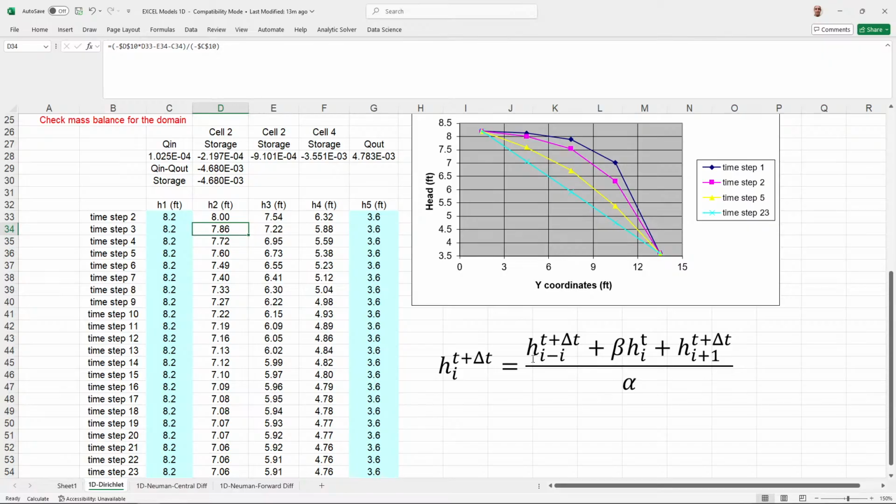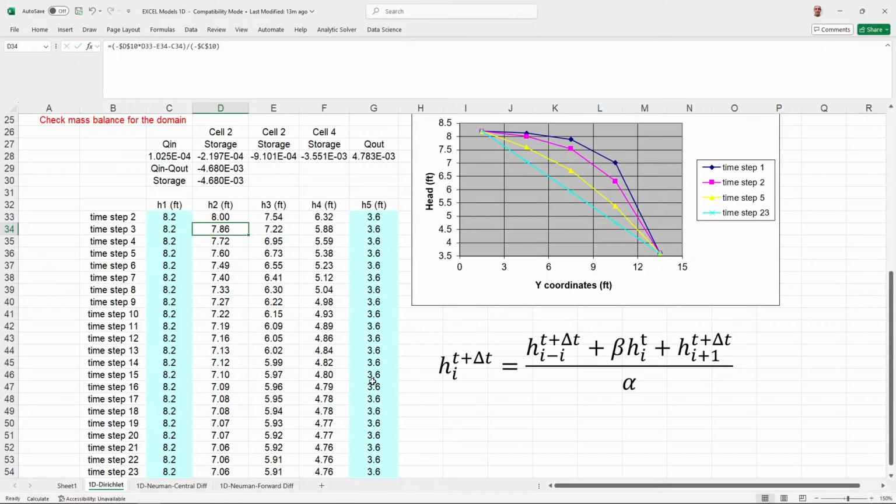So this guy here is equal to what? It's equal to h at i minus 1, which is this guy, plus i plus 1, which is this guy, plus the value of this guy, but at the previous time step here. So it will be the value at the previous time step times beta, divided by alpha. Then I got this guy. So you see here exactly what I have: this guy multiplied by beta, plus this guy here, plus this guy here, divided by alpha.